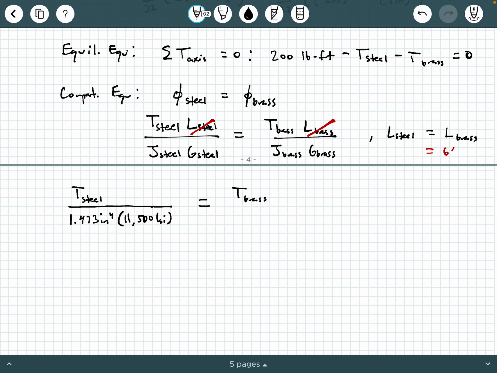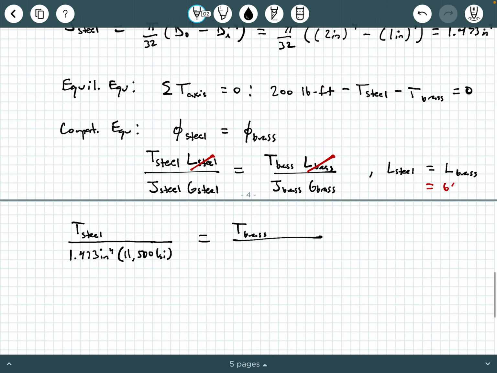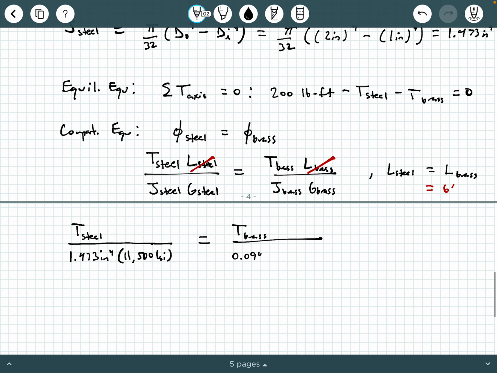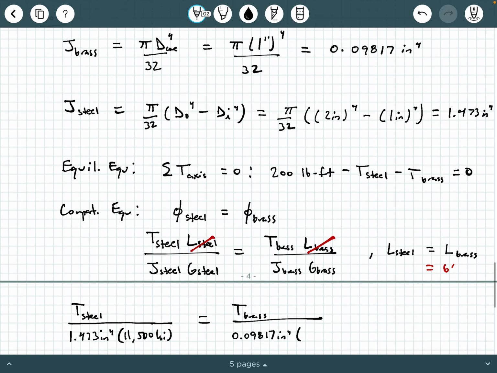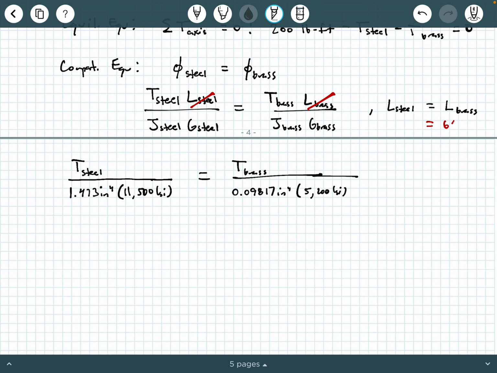And we're going to say that that's equal to T brass divided by J brass, which from earlier was the 0.09817 inches to the fourth, multiplied by G brass, which is 5,200 KSI, okay? And so what we can do is we can solve for one of these torque moments in terms of the other, all right? So I'm just going to go ahead and solve for T steel in terms of T brass. So all I'm going to do is kind of lump all those constants together.